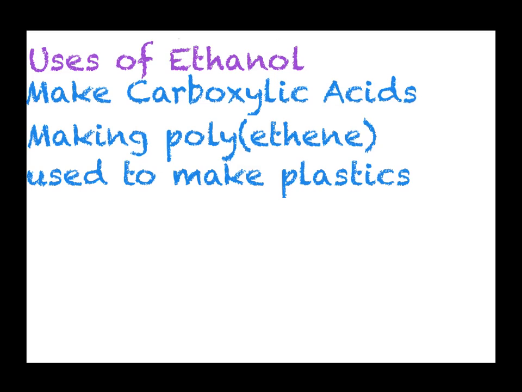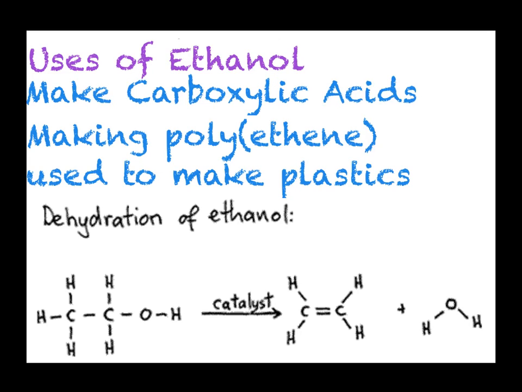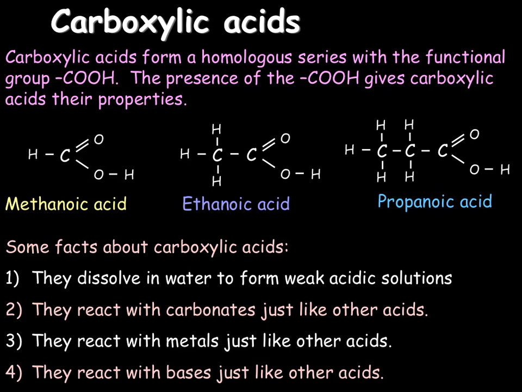In order to make ethene from ethanol, we carry out the dehydration reaction that we looked at earlier. This is where we take our ethanol vapour and pass it over our catalyst, in this case hot aluminium oxide, to form our ethene and our water. And it is the ethene that we can use to make plastics. We will now look at how we can use ethanol to make carboxylic acids in more detail.